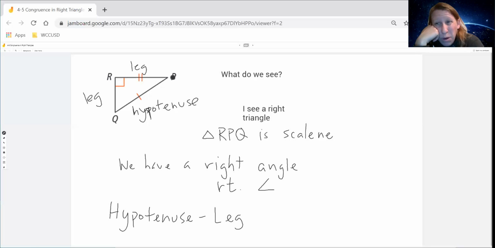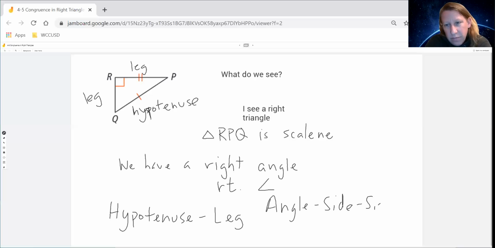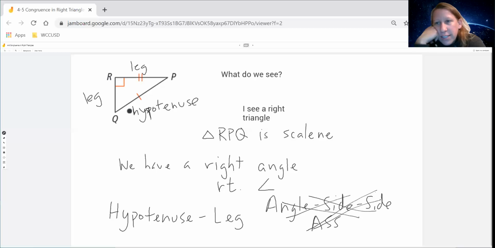Now do you guys remember I talked about some other thing. If you had an angle and a side and another side, what does that spell? Ass. Okay, there is no ass property in this section. That is not allowed. You're not allowed to say that 2 triangles are congruent because they have an angle and 2 sides that match up.